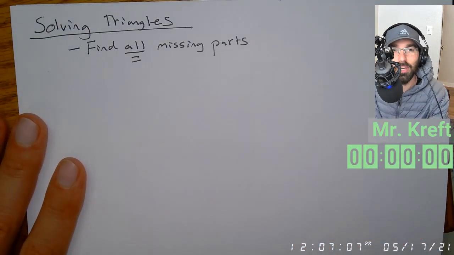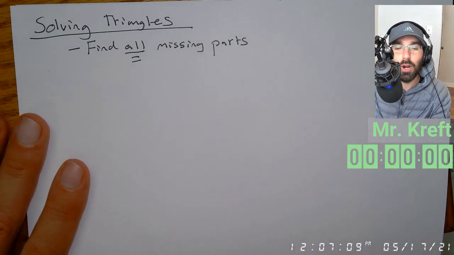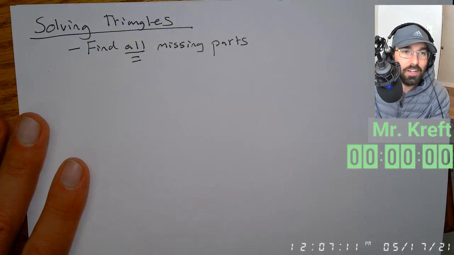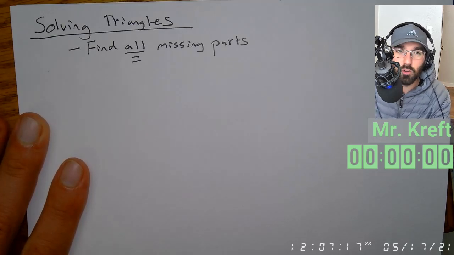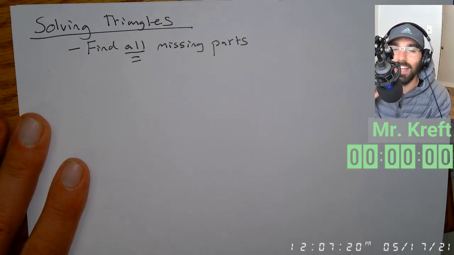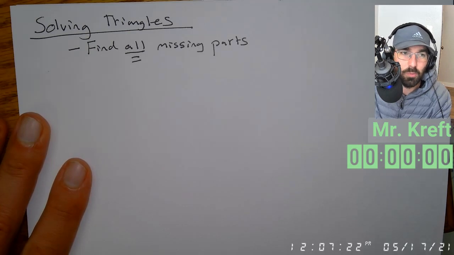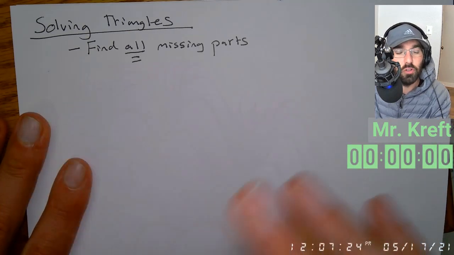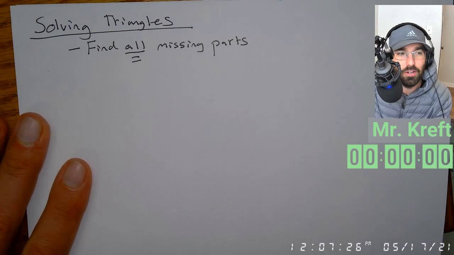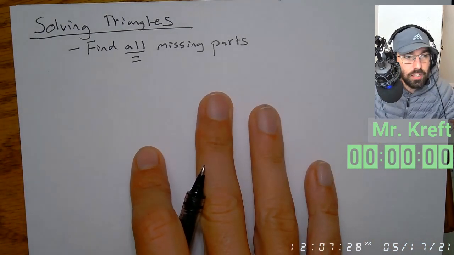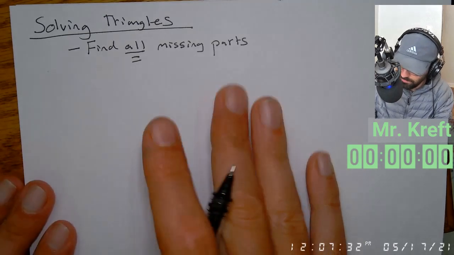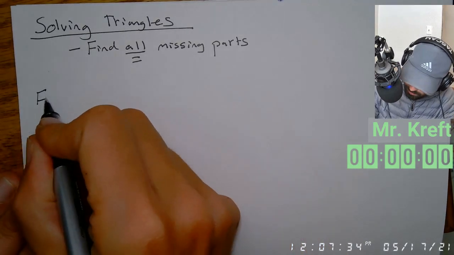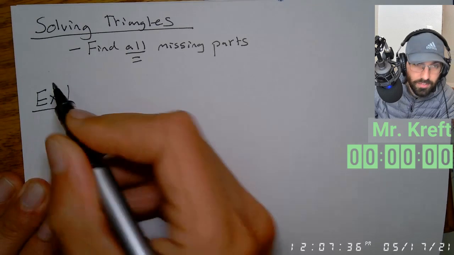Now, I agree with you guys. In real world, you're not always going to have to find all missing parts. Sometimes you will. But this is a good exercise. If you can find all the parts of a triangle, then you can find any part of a triangle. And that's what we're going for here. So solving triangles is good practice to finding any part of a triangle. And so let's do an example of this, and then I'll have you guys try one on your own.